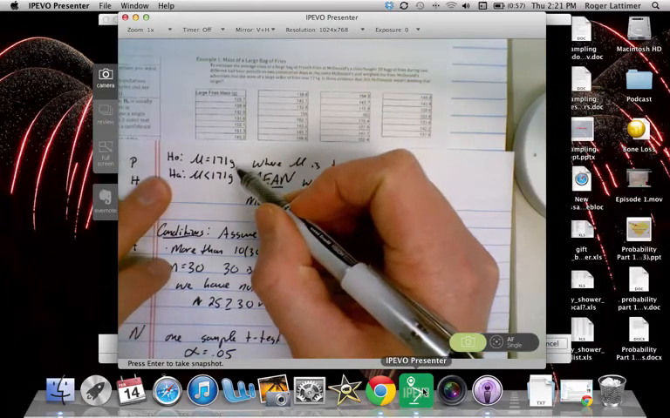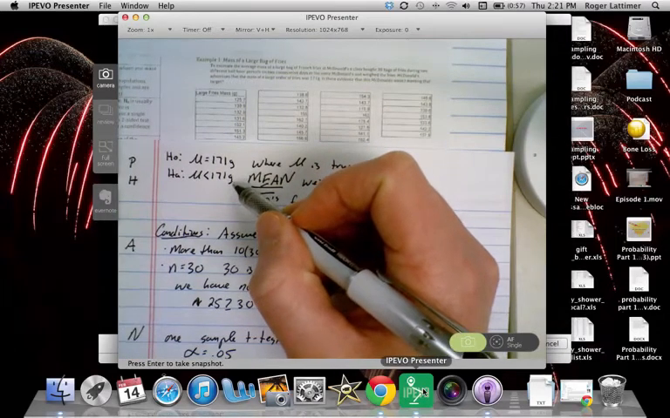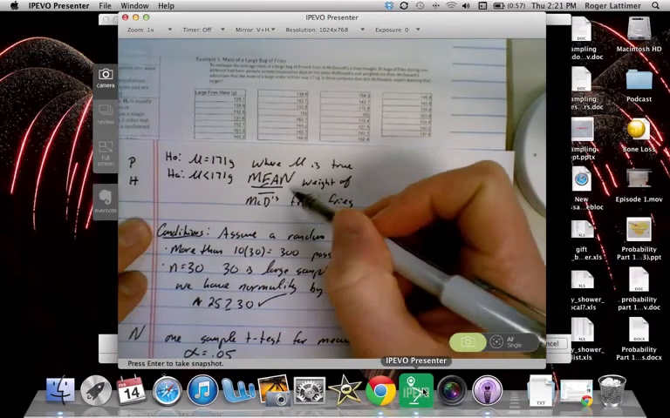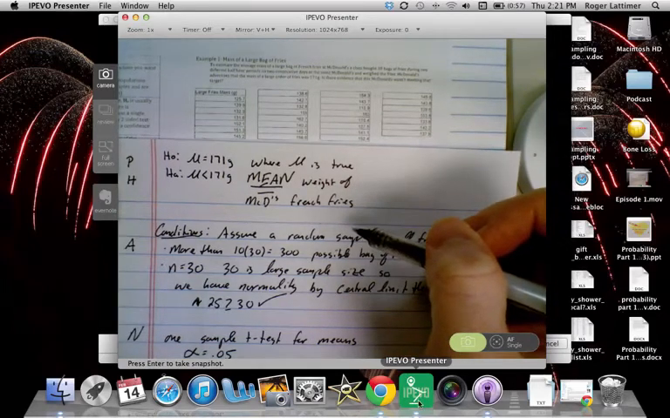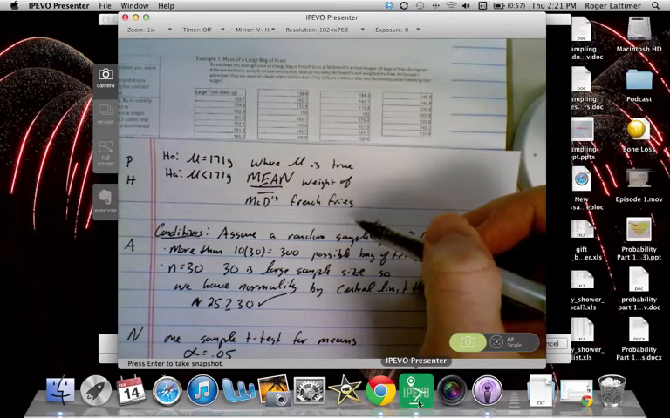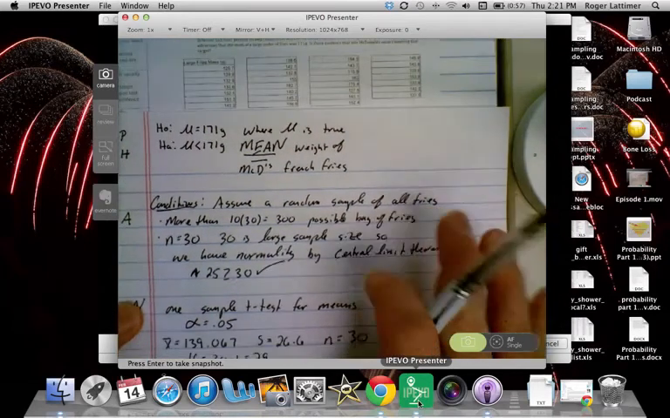So our null hypothesis, mu is equal to 171. Our alternative would be that mu is less than 171. They're selling bags of fries that are underweight, where mu is the true mean weight of Mickey D's. All right. Notice I'm talking about means now. I can't say proportion in there. It's a means question. This isn't categorical data. It's quantitative.